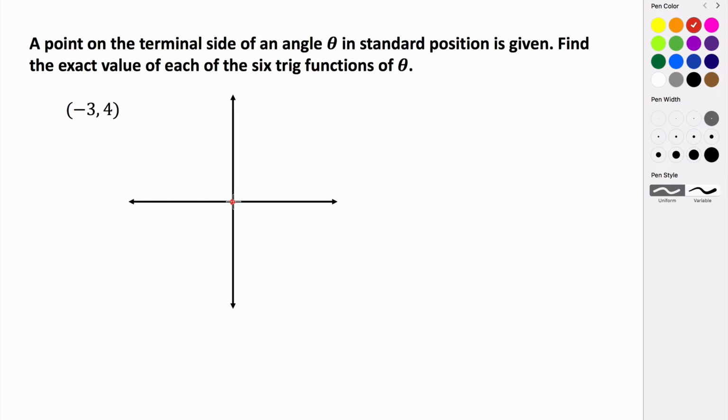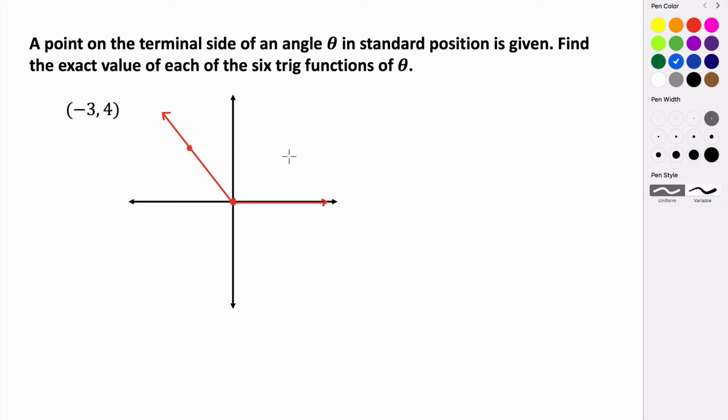So we have the vertex at the origin. The initial side lies along the positive x-axis. And then with the point being at negative 3, 4, it's going to be somewhere here, negative 3, 4. That tells us that our terminal side is going to lie in quadrant 2. Maybe it's going to be somewhere like here, like I said. And so let's construct this angle here. So this is our angle in standard position.